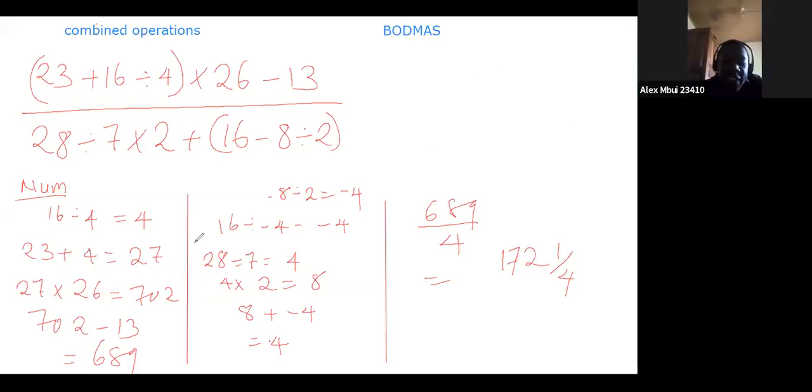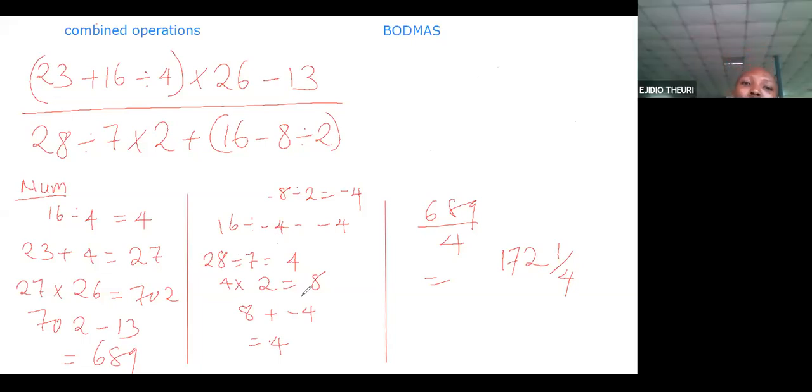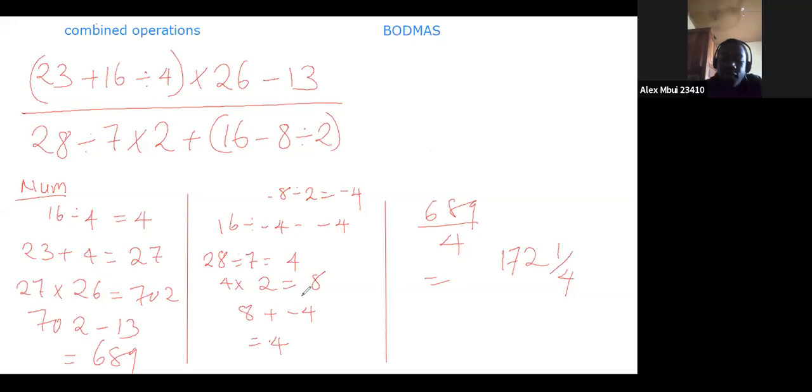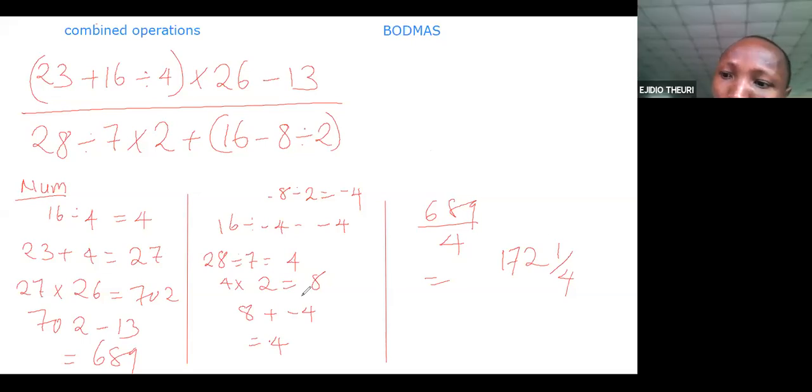Excuse me, the sign in the denominator side, the sign between 16 and 8, is that a minus? It is a minus. You can decide to say 8 divided by 2, you'll get the same answer. 8 divided by 2 is 4, right? 16 minus 4 is 12. Let me check. Actually, confirm. 16 divided by 8, okay, 12.